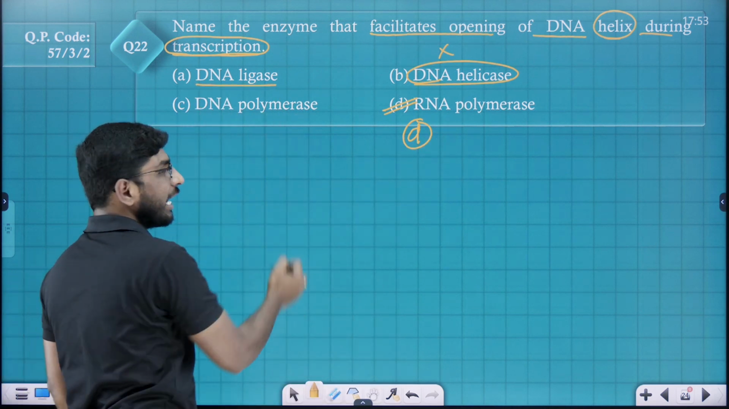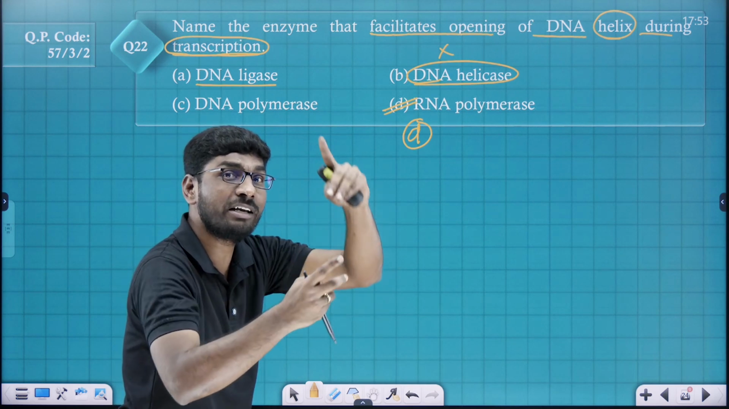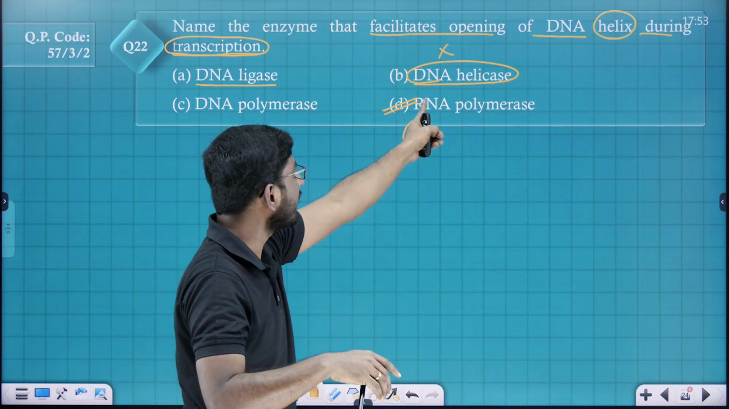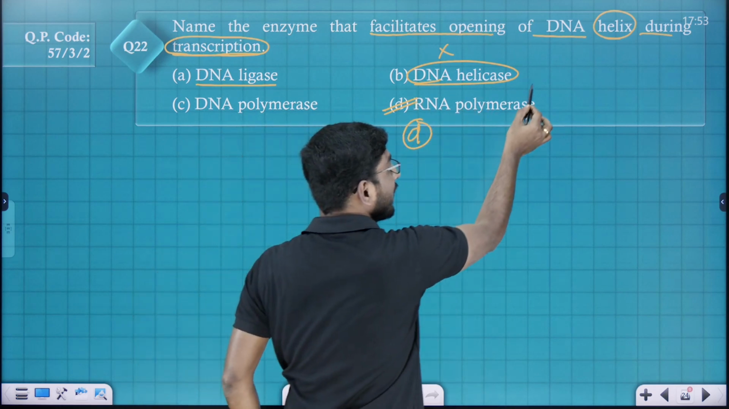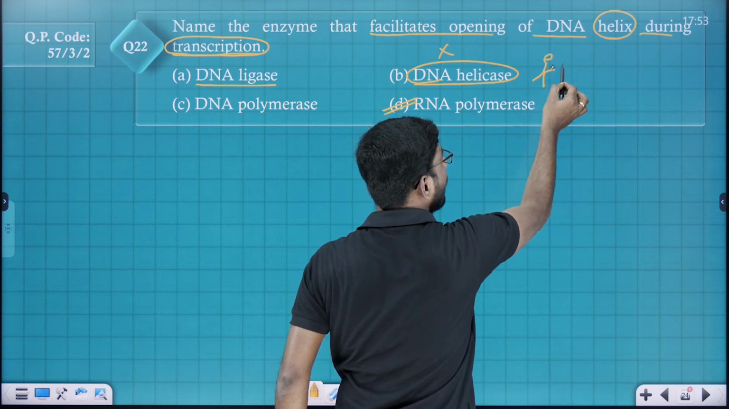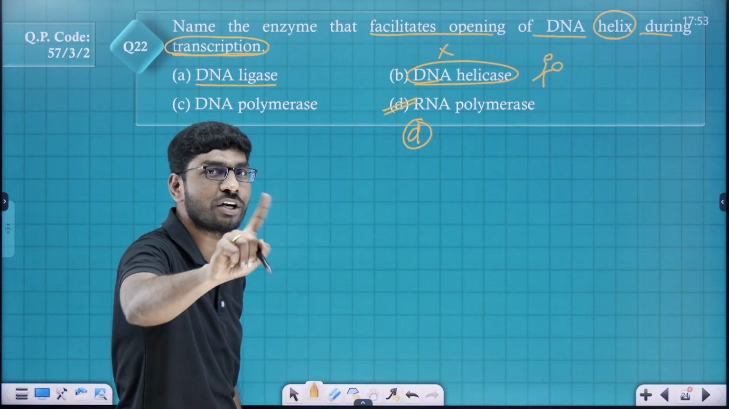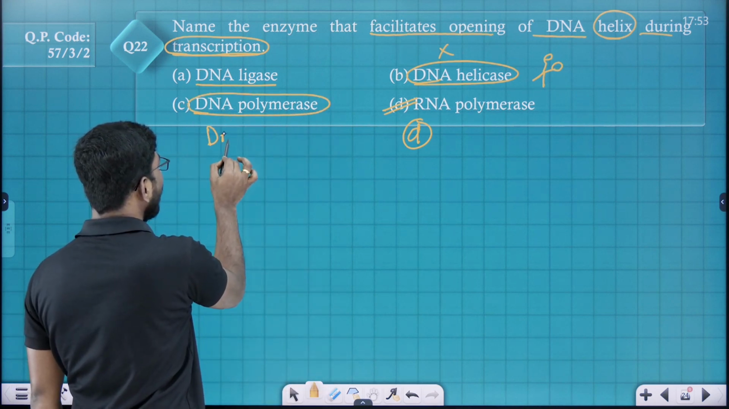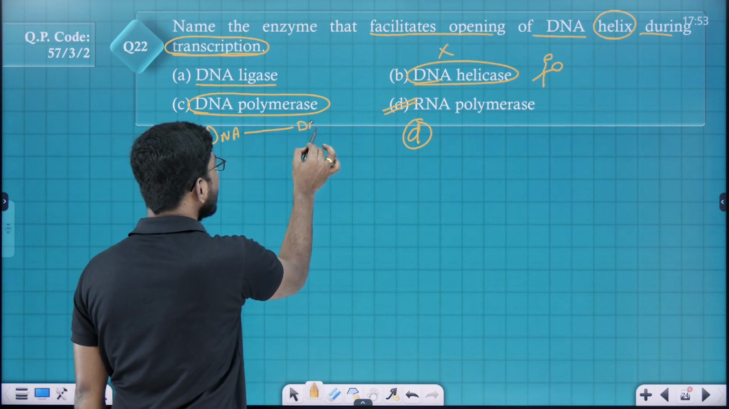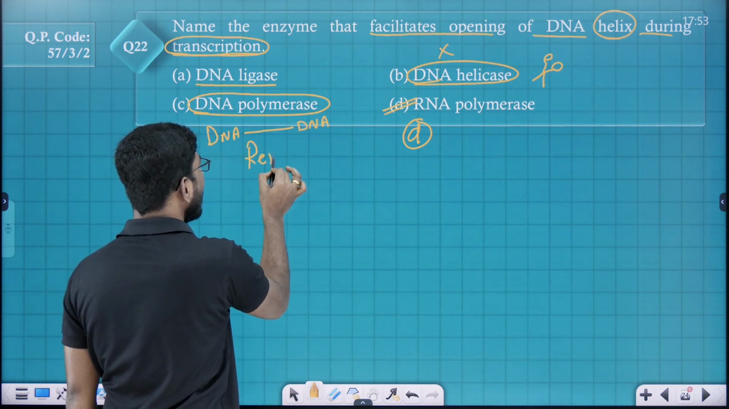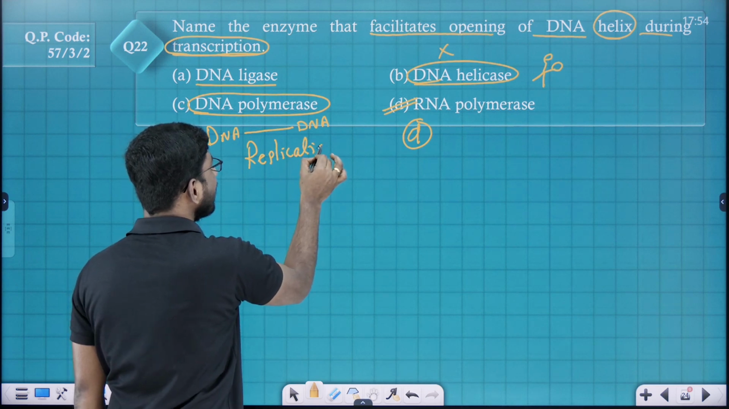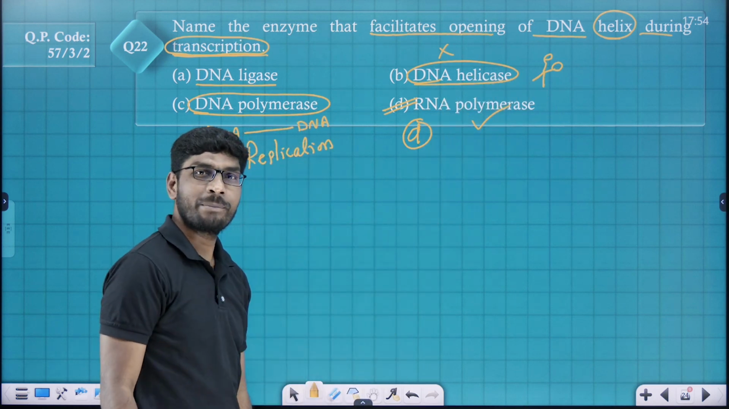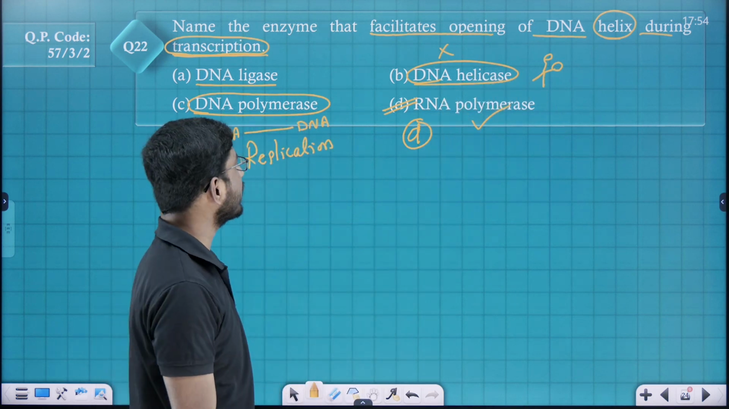What about DNA ligase? I told you, for joining two DNA pieces, the enzyme is DNA ligase. But here it is not joining. Leave it. DNA helicase can cut the hydrogen bonds and open the DNA helix during replication, not transcription. Now, DNA polymerase can polymerize DNA to DNA. This process is called DNA replication. But in our question, they asked about transcription. So, transcription, RNA polymerase. Am I clear, students? Are you following me? Come to the next question.